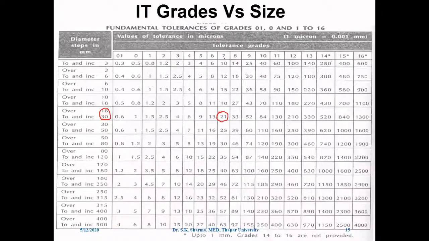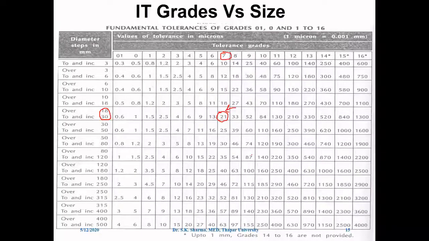So you will be using two tables, this one. This table will be used for finding out the tolerance value, right? So you will know the basic size, you will know the tolerance grade. So using these two pieces of information, the basic size and the tolerance grade, you can find out this value. So please note down, this is 21 microns, right?